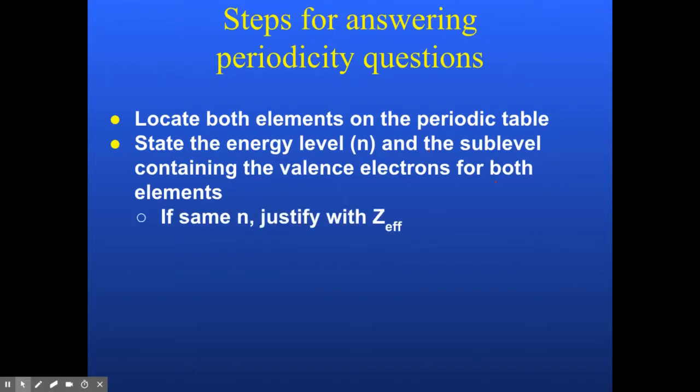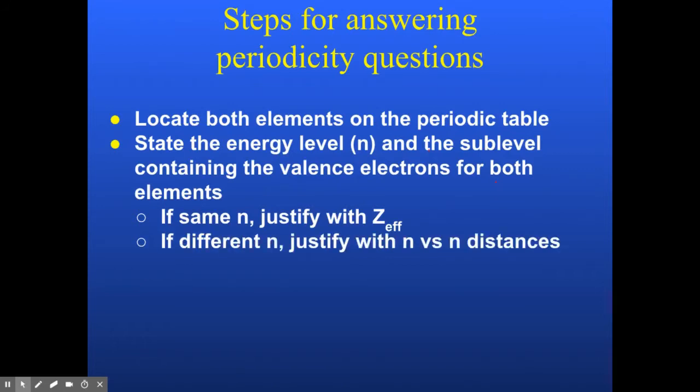If they have the same number of energy levels, you need to justify with effective nuclear charge, so think about the number of protons. If they have different energy levels, then you're going to justify with the energy level of one versus the energy level of the other in terms of distance and attraction for that nucleus. All right.